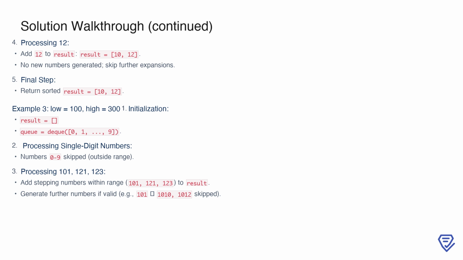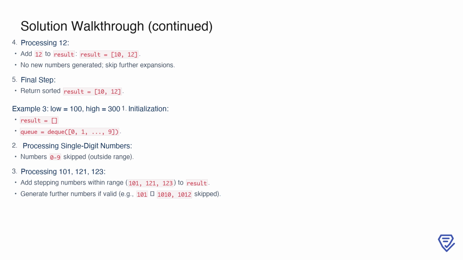Next, we process the number 12. Since it falls within the range, we add it to the result list. However, no new stepping numbers are generated from 12, as they would exceed the upper limit of 15. With no more valid numbers to process, we sort the result list and return it, producing the final output, 10, 12.